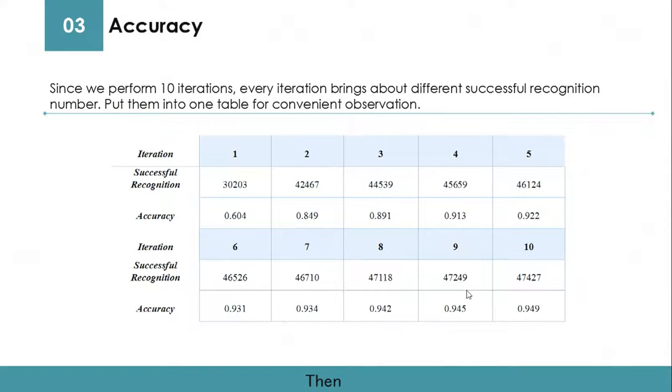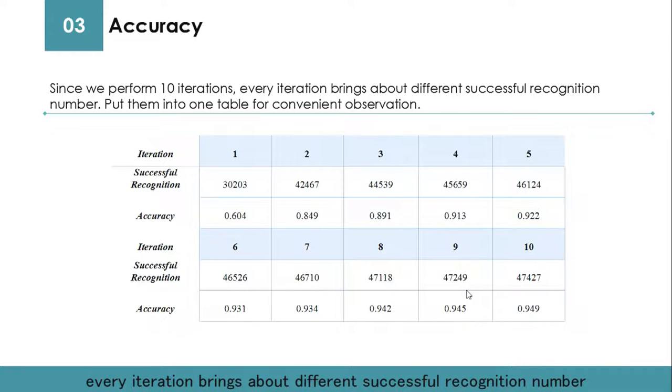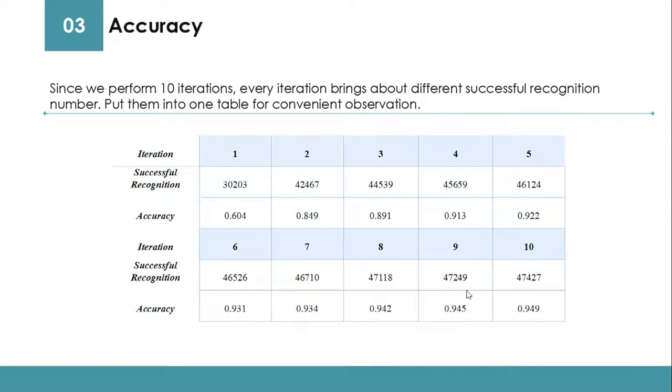Then we record the accuracy of this system to test the performance. Since we perform 10 iterations, every iteration brings about a different successful recognition number. We put them into one table for convenient observation. As we can see, with the increase of the number of iterations, the accuracy rises up to 95%.